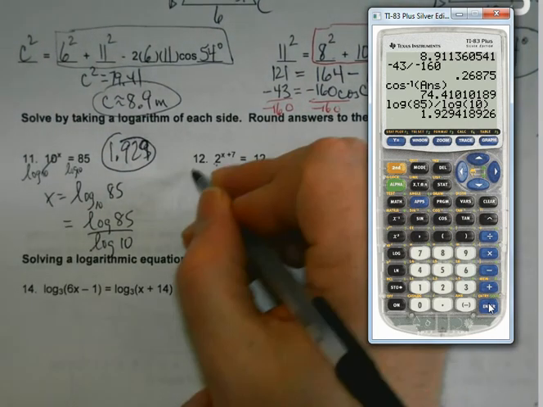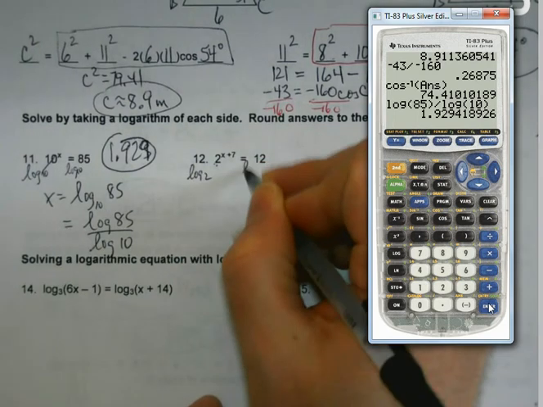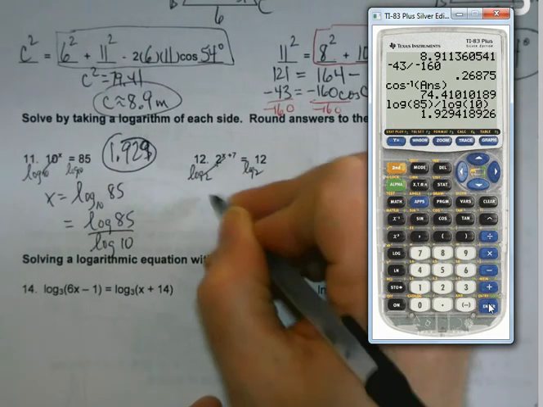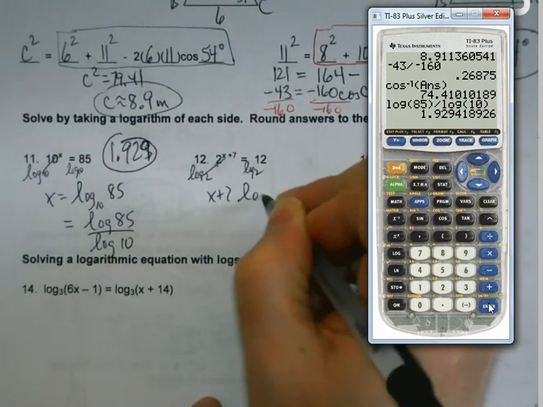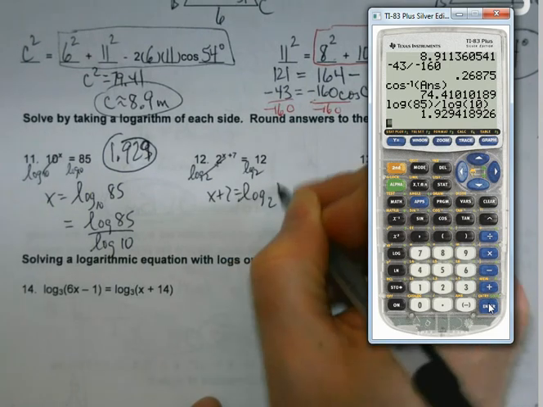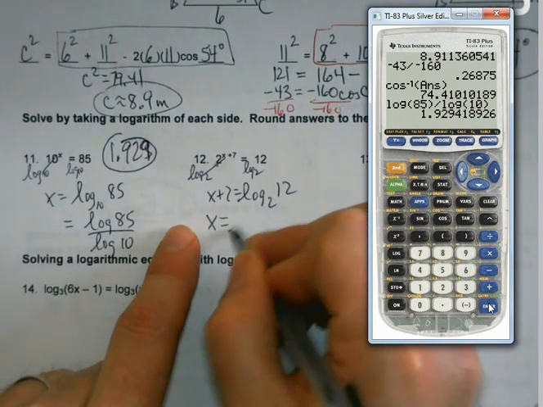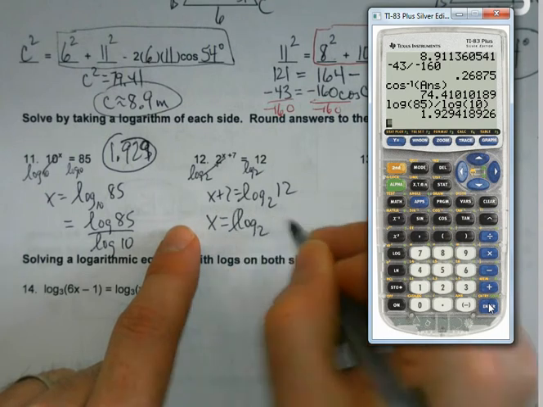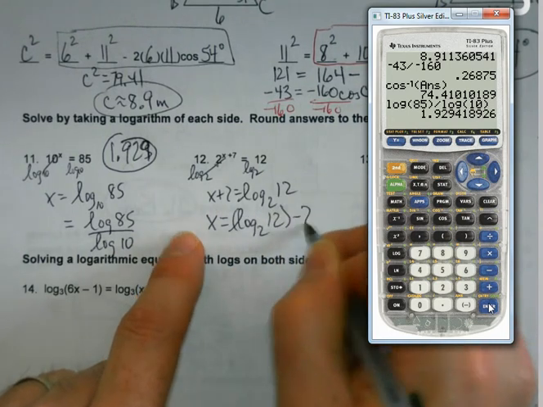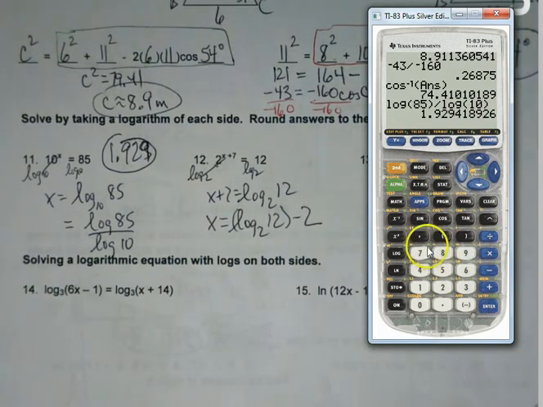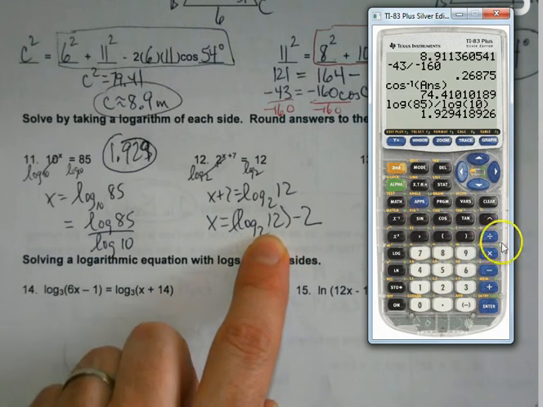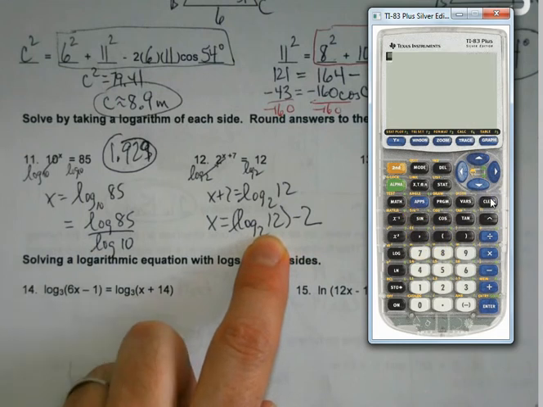Want to get rid of the 2? Use a log of base 2. But as we spoke about before, don't do this yet until you get the 2 over there. And the way you see it, remember, I'm going to take care of this first.